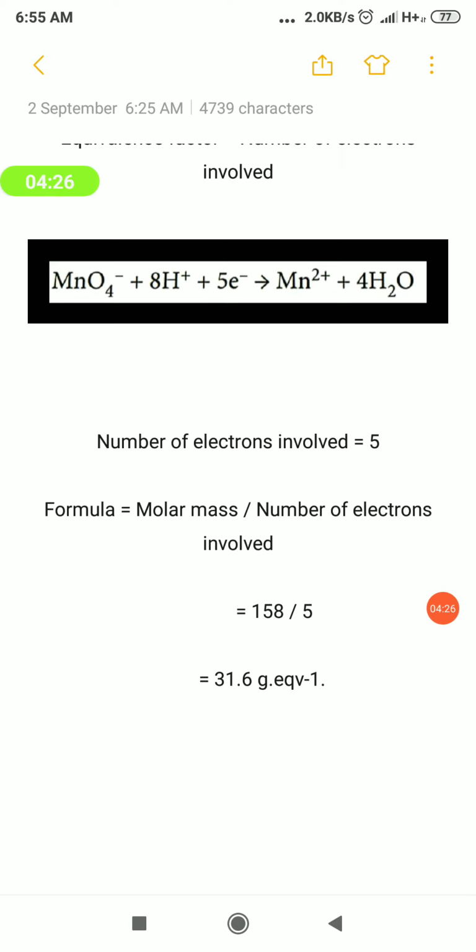For oxidizing or reducing agents, what is the equivalence factor? The number of electrons involved is the equivalence factor. Here there are 5 electrons involved, and the molar mass of KMnO4 is 158. So 158 divided by 5, that is equal to 31.6. Is it clear, students? So how can we calculate the equivalent mass? Equivalent mass is equal to molar mass divided by equivalence factor, and that equivalence factor can vary for various substances. If you take an acid, the equivalence factor will be basicity. If you take a base, the equivalence factor will be acidity, and if it is an oxidizing or reducing agent, the equivalence factor will be the number of electrons involved in the reaction.